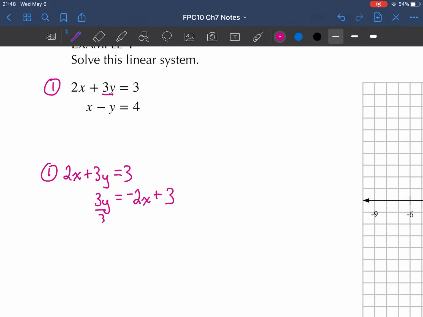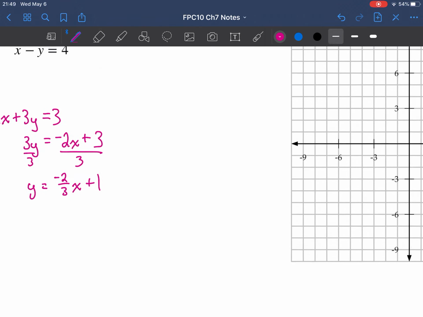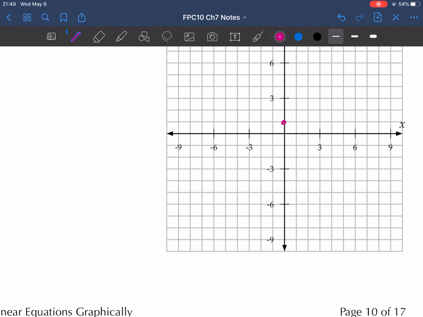Now we divide everything by 3. Y is equal to negative 2/3 x plus 1. Well, this is pretty easy to graph. Let's graph this. Put a dot at plus 1, go down 2, over 3, down 2, over 3, down 2, over 3. And we can work our way backwards a little bit. Draw our line. We can label this as equation number 1.